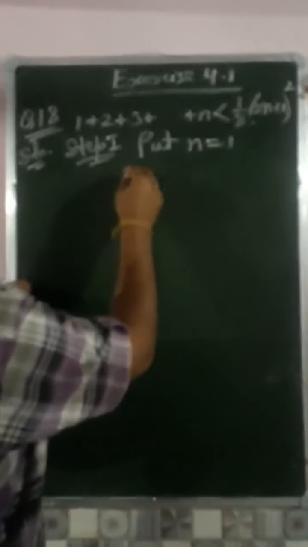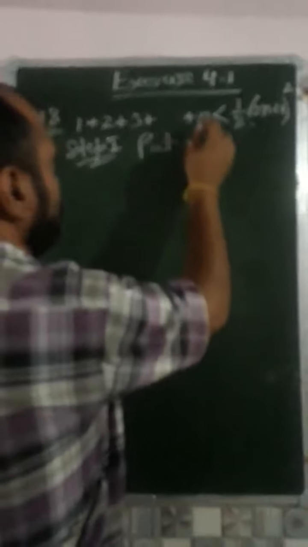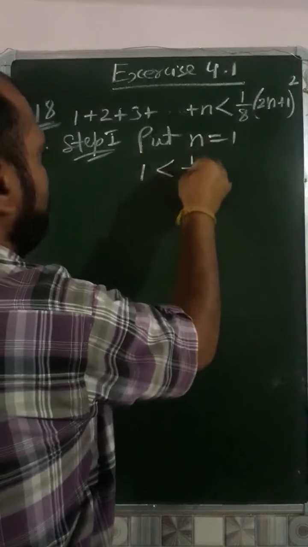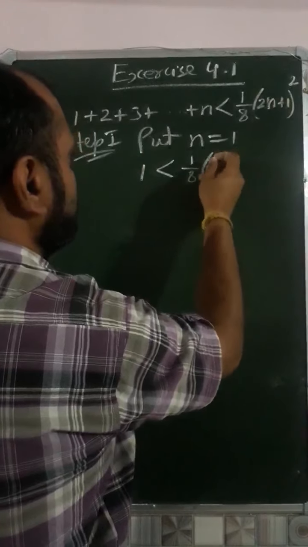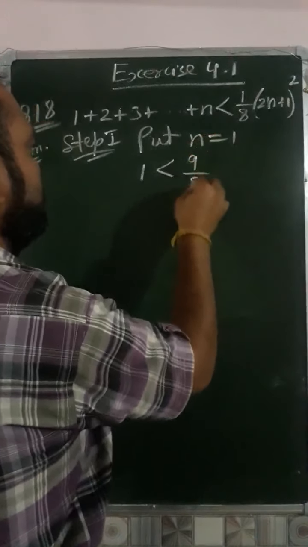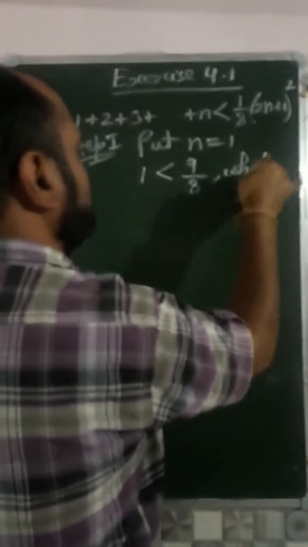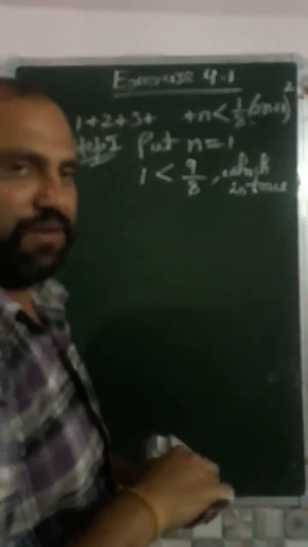When we put n equal to 1, I told you earlier, the value 1 has to be filled in wherever the nth term is in this whole statement, right? So I am putting n equal to 1 in the nth term, so we get 1 is less than 1 by 8 (2 plus 1), that is 3 square, that is 9. So after simplifying we get 9 by 8, right? So this statement is true. This statement will be true for n equal to 1, because 1 is less than 9 by 8.